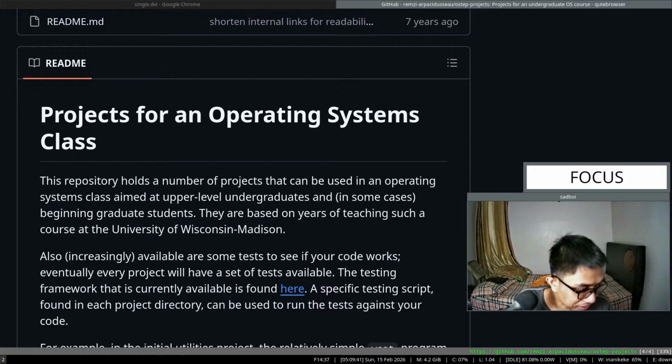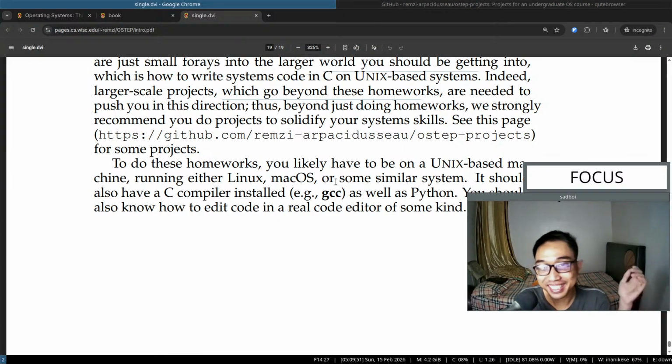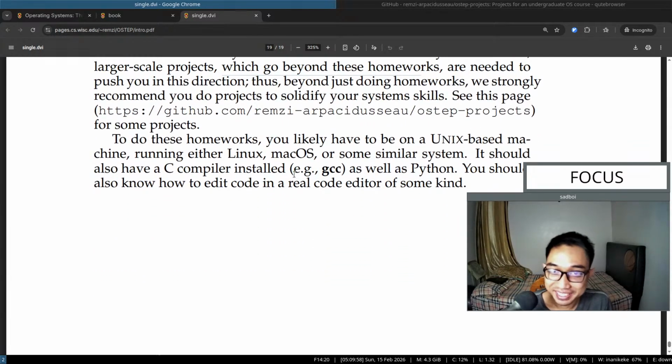Bro, start using Emacs, otherwise the author will get mad. Well, let the author get mad then. I mean, it's just a text editor. Just use whatever you want.